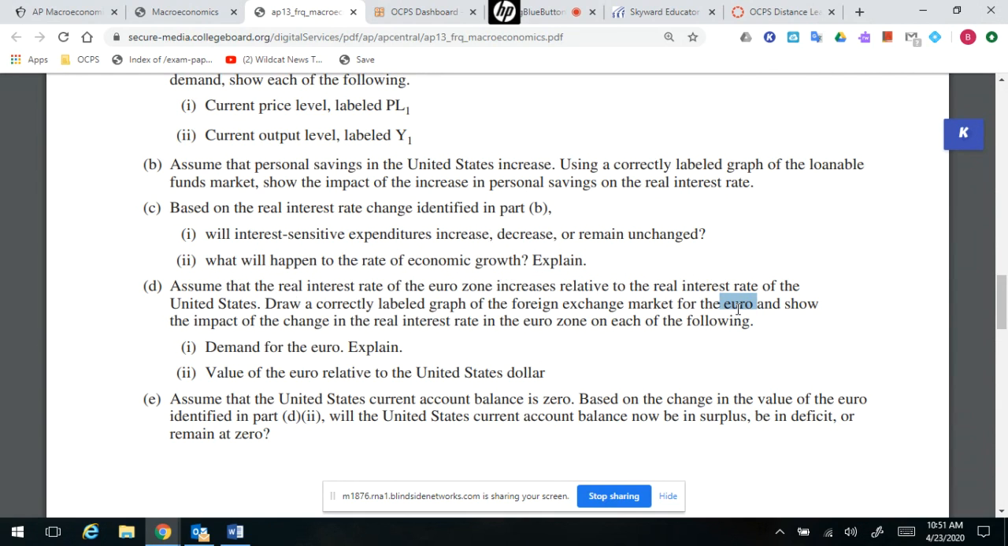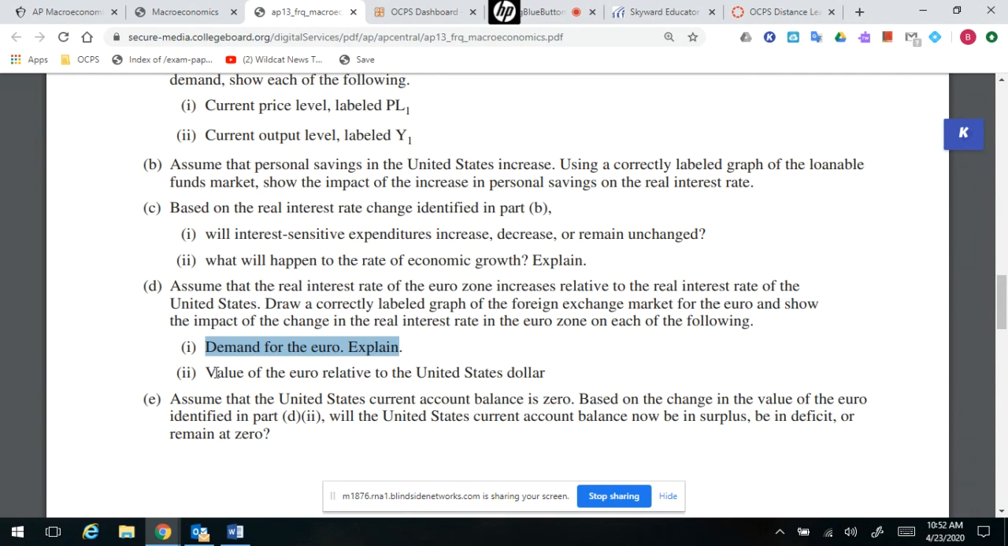Europeans aren't going to accept our dollars. They only want the euro. So what are we going to have to do? We're going to have to exchange it. The Americans will have to supply their dollars and then demand the euro so that we can buy the European bonds that have the higher rate of return, the higher interest rate. So the demand for the euro is going to go up, and that's because Americans are going to seek that higher rate of return. We'll have to supply our dollar and then demand the euro.